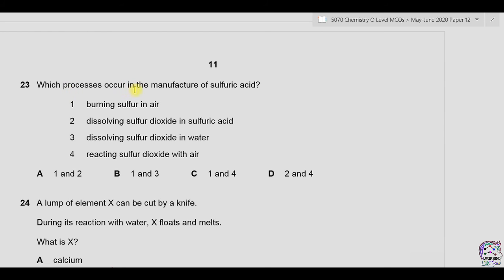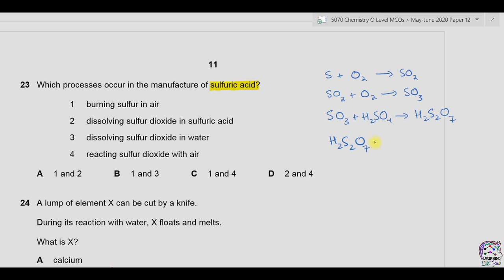Question 23. Which processes occur in the manufacture of sulfuric acid? The steps involved in the formation of sulfuric acid are: in the first step, we have to burn sulfur in the presence of oxygen to form sulfur dioxide. In the second step, sulfur dioxide further oxidizes in the presence of oxygen to form sulfur trioxide. In the third step, sulfur trioxide is then dissolved in sulfuric acid to form oleum. And then in the last step, oleum is then diluted in the presence of water to form sulfuric acid.